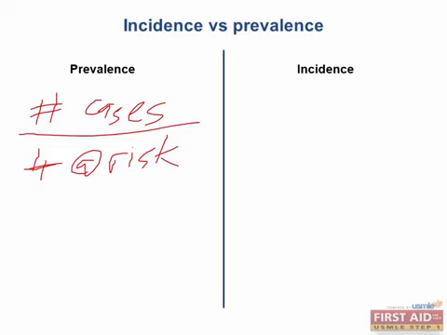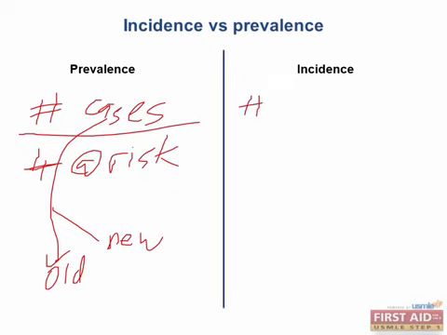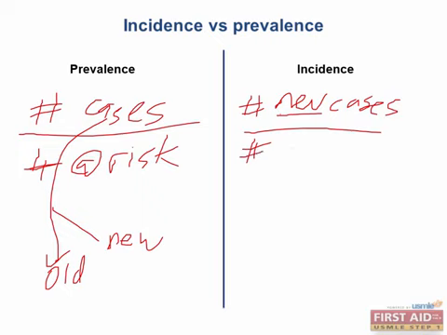The total number of cases includes both old as well as new cases. And remember that prevalence describes a single point in time. Now, the incidence of a disease is defined as the number of new cases in some given period of time divided by the total population at risk during that same period of time.